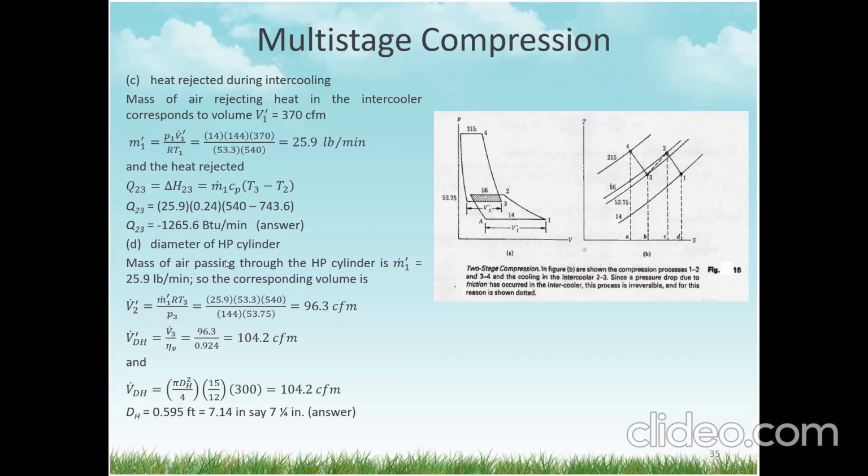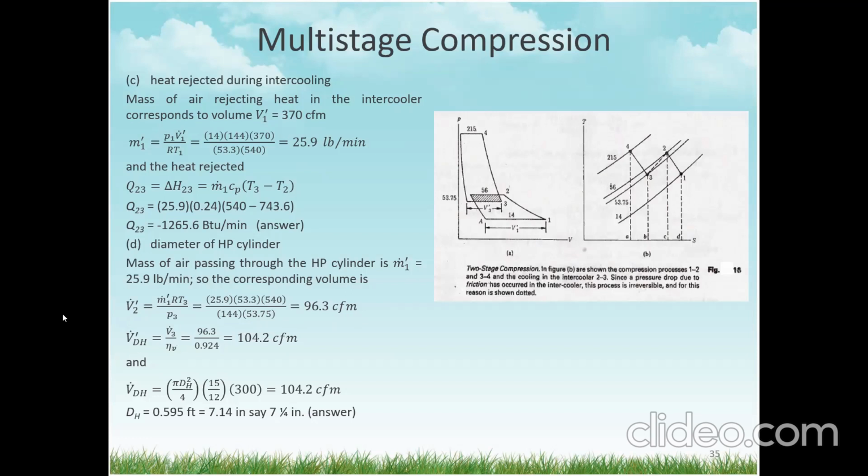Then D, the diameter of each cylinder. The mass of air passing through each cylinder is m1 prime, 29 pounds per minute. The same also leaves here. 1 to 2, 1 to 2, 3. What we had earlier is the total that circulated. So V sub 2 prime is equal to m1 prime R T3 over P3, which is equal to 25.9 times 53.3 times 540 over 144 over 53.75. This is the new pressure, different from P2. So this is 96.3 CFM.